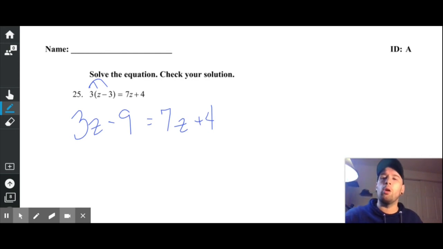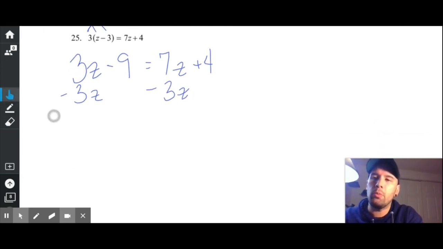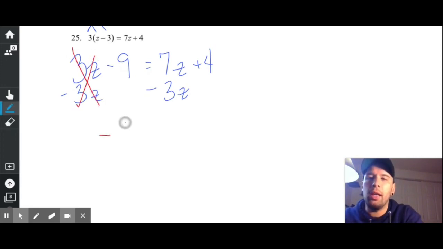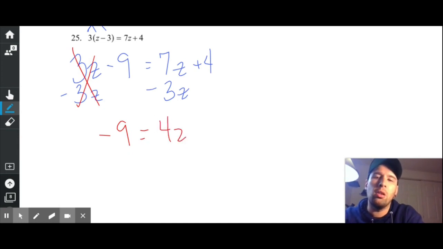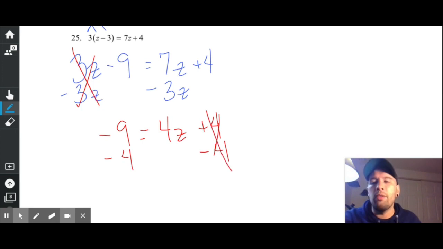I like getting rid of the smaller one first, so let's subtract 3z minus 3z. That crosses out. Drop down to negative 9 equals 7z's minus 3z's is 4z's plus 4. Is z all by itself? No. There's a 4 in front of z and a 4 after z, not attached to it, so let's get rid of the one not attached. So I have negative 9 minus 4, which is negative 13, equals 4z.